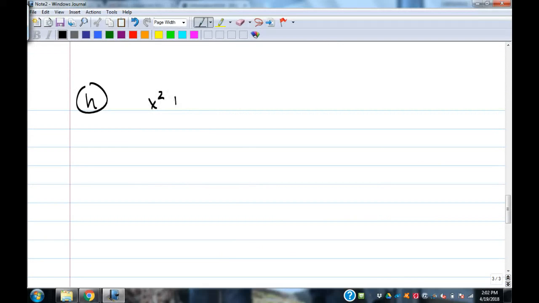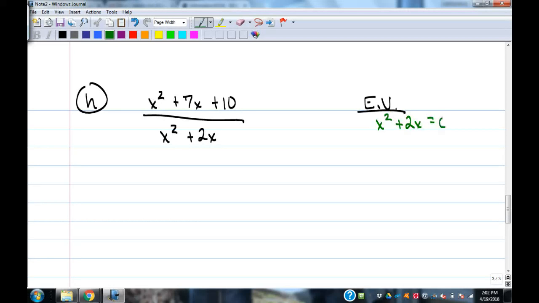X squared plus 7x plus 10 over x squared plus 2x. Again, we're going to find the excluded value first. And how do we do that? Good job. Now, go ahead.